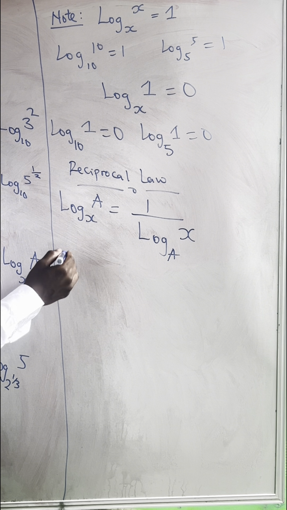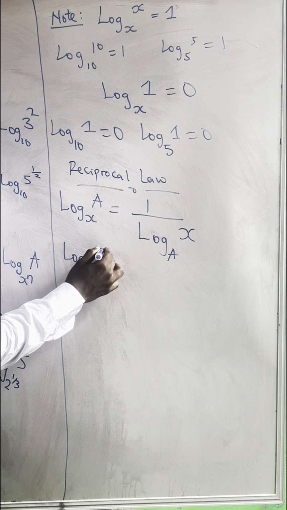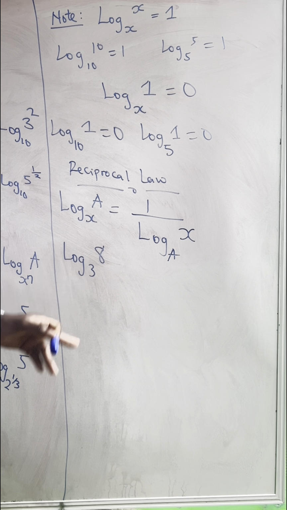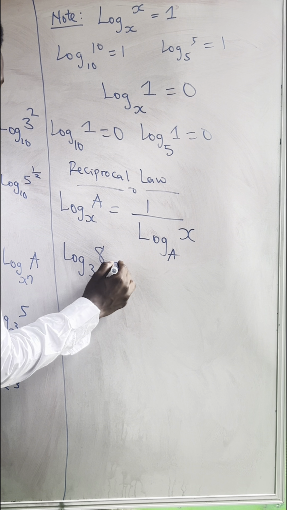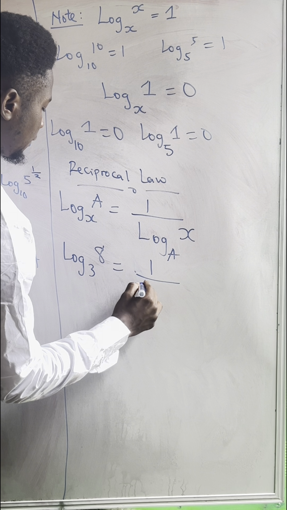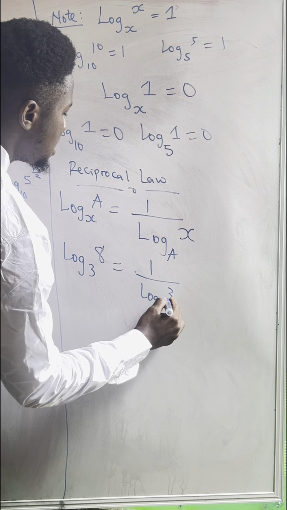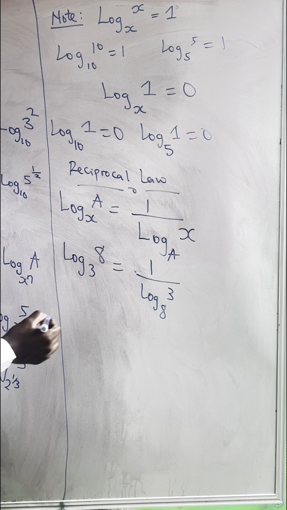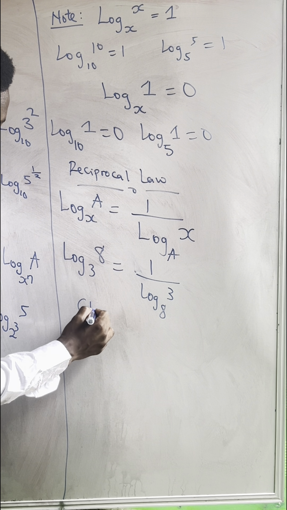Now, for example, let's say I have log 8 base 3, and I was asked to use the reciprocal law. How am I going to do it? This will just turn to 1 over log 3 base 8. So this is how to use the reciprocal law. The last law, okay, the next law, change of base.